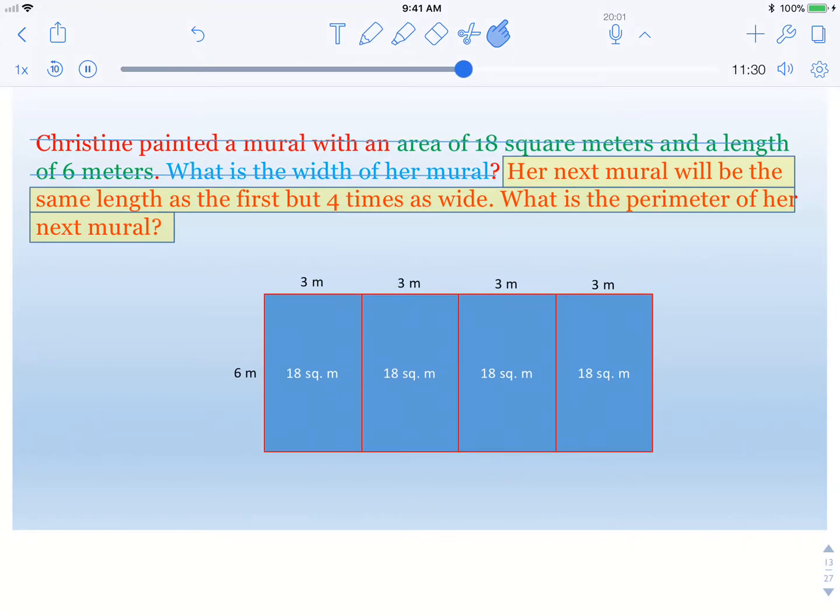Now let's look at the next question that the problem asks us. It says her next mural will be the same length as the first, but 4 times as wide. What is the perimeter of her next mural? It's 4 times as wide. That means that one side of 3, the length of 3 meters, is going to happen how many times? 3 meters is going to happen 4 times.